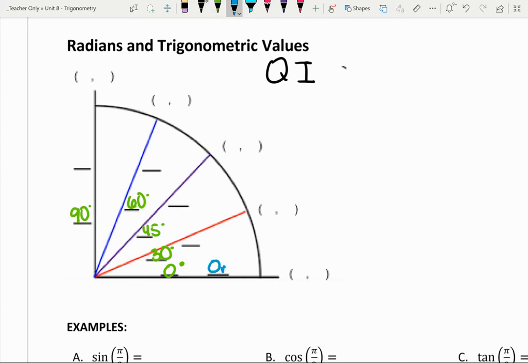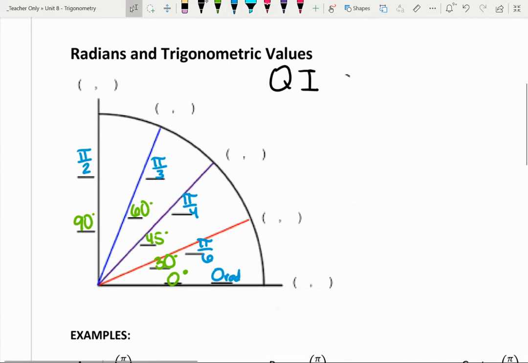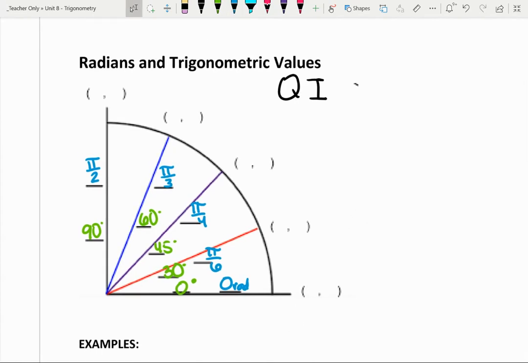So we have 0 radians, pi sixth radians, pi fourths radians, pi thirds radians, and pi halves radians. Now again, you could pause and test your knowledge of the x and y coordinates before I fill those in.